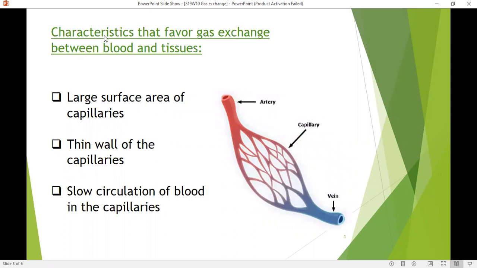And now, what are the characteristics that favor the gaseous exchange between the blood and the tissues? Okay, also the large surface area of the capillaries. As you notice, the capillaries have a large surface area, a thin wall, and slow circulation of blood in the capillaries. As you can see, the capillaries form the net between the artery and the vein.